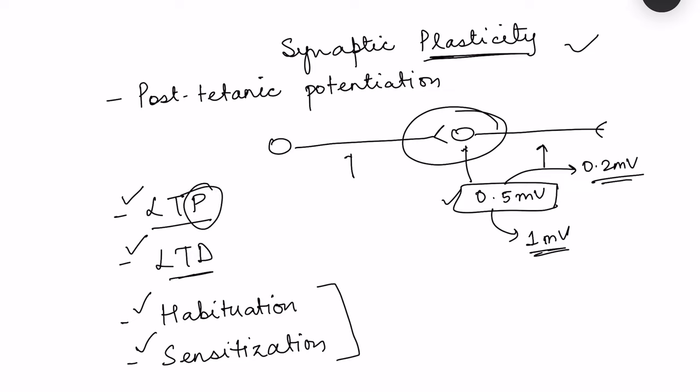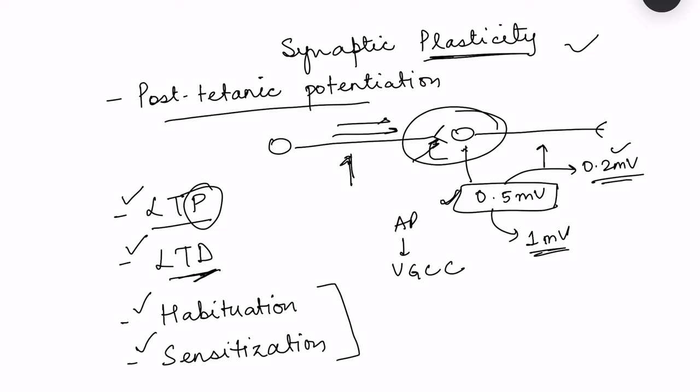Potentiation means increase in the strength of the synapse. That means the EPSP from 0.5 millivolt will become 1 millivolt. Long-term depression means decrease in the strength of the synapse. So from 0.5 millivolt, it may become 0.2 millivolt. Fine. Only one synaptic plasticity mechanism I will discuss here, that is post-tetanic potentiation. And what is it? Post-tetanic potentiation says that if there are multiple stimuli, a repeated train of action potentials in the presynaptic neuron, then there will be a lot of calcium influx in the presynaptic neuron. That happens in any synaptic transmission. Because of the action potential, there is opening of voltage-gated calcium channels, and then calcium enters into the presynaptic terminal. And it is this calcium which causes the release of the neurotransmitters.